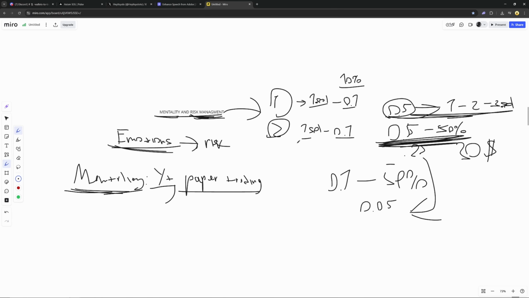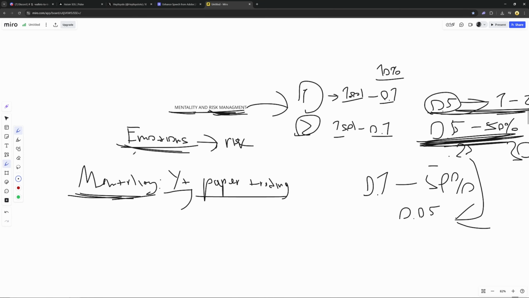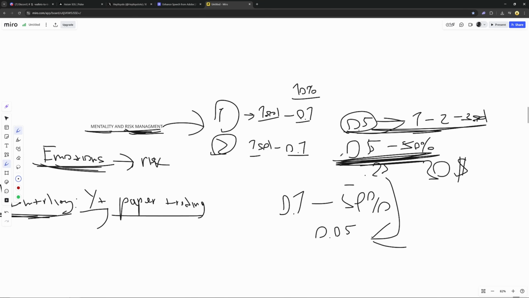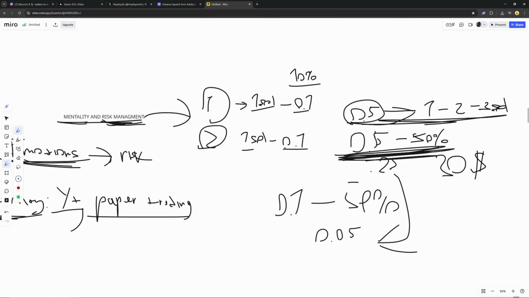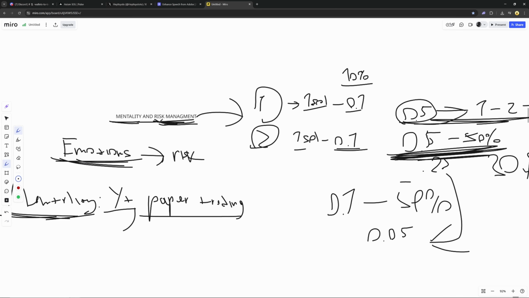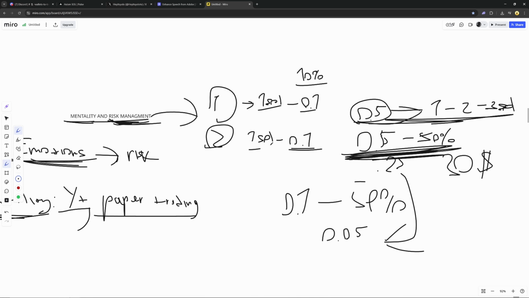Which is why you shouldn't allow your emotions to take control of you and to instantly trade with a huge amount of money. You should take things slowly, you should follow proper risk management and not lose all of your portfolio.